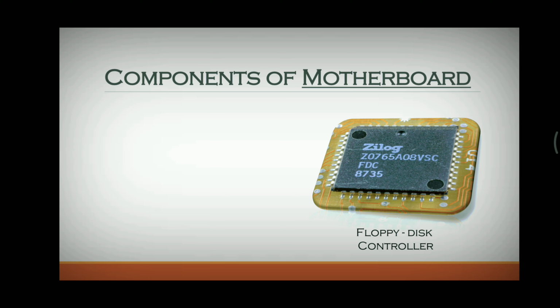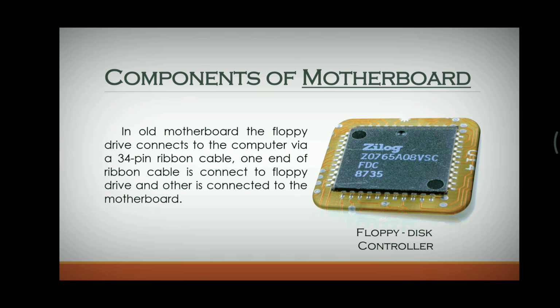Floppy disk controller. In an old motherboard, the floppy drive connects to the computer via a 34-pin ribbon cable. One end of the ribbon cable is connected to the floppy drive, and the other is connected to the motherboard.